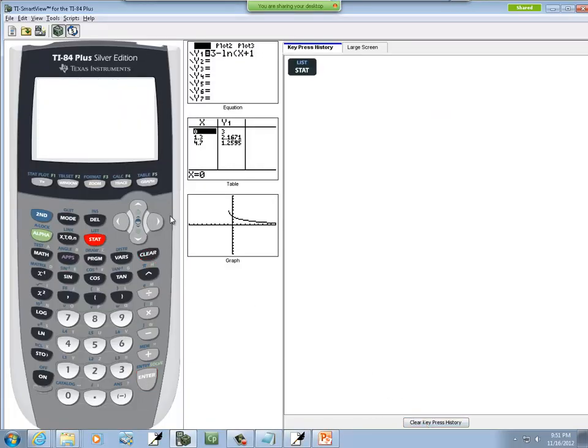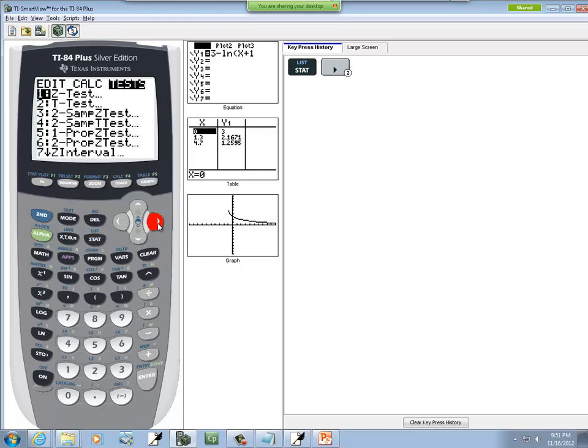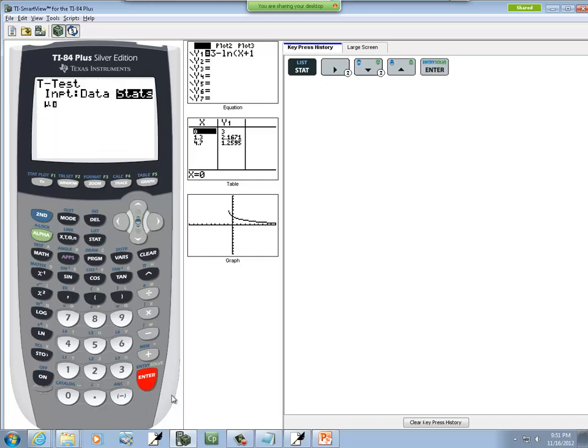I'm going to press stat. I'm going to right arrow over to test, and then down arrow to t-test. Now when it comes up, there's data and there's stats. If you're given raw data, you want the first one. If you're given summary statistics, you want stats. If it's not already highlighted, then right arrow over to stats, put your flashing cursor on stats, and press enter.